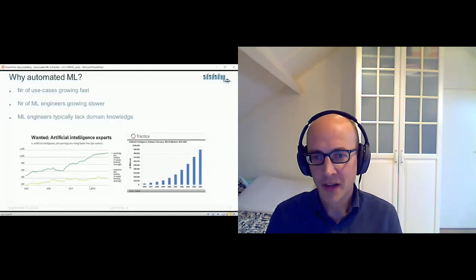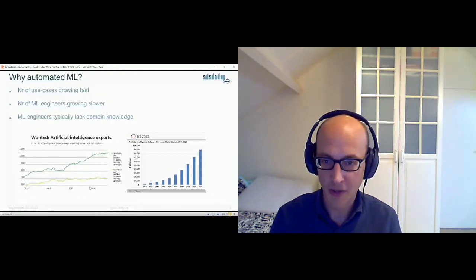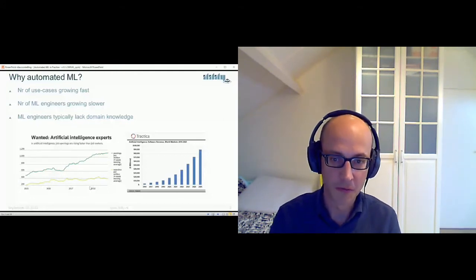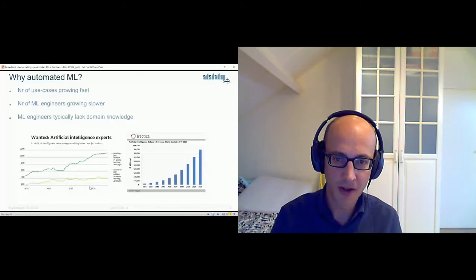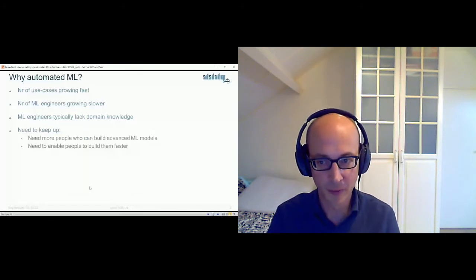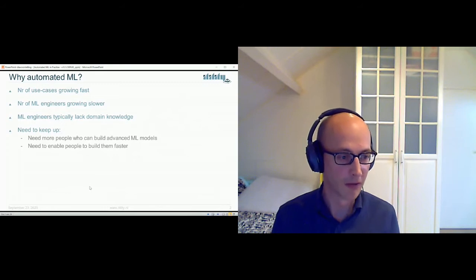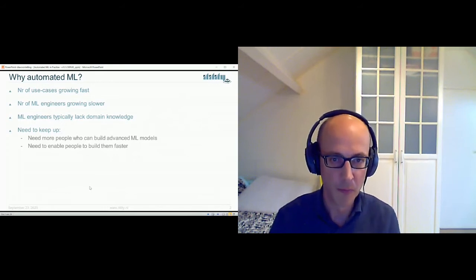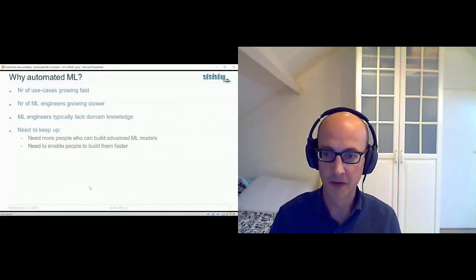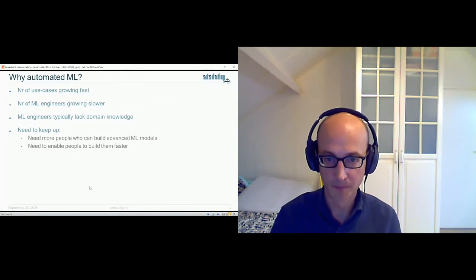A third reason is that ML engineers typically lack the domain knowledge. They're experts in one thing, and that means you cannot be an expert in another thing. So what that means is that to keep up, we need more people who can build advanced ML models, and we need to enable people to build them faster. And this is automated ML. This is the promise of automated ML: build models faster and have more people who are not experts also build them.